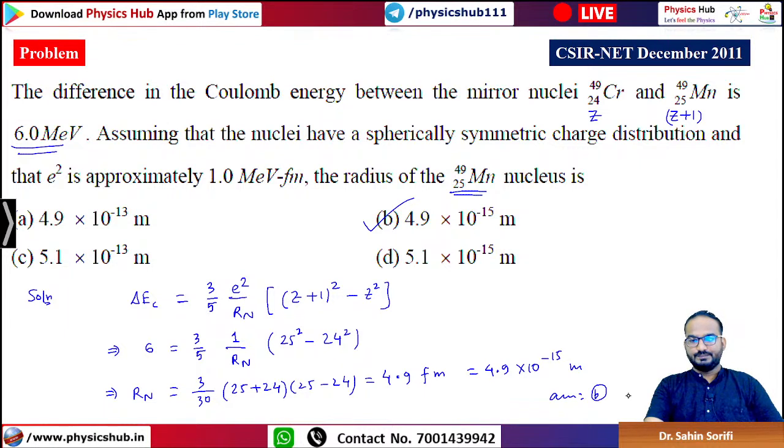In the next slide, we'll be talking about the binding energy of a nucleus. Try to understand this binding energy very well. Binding energy of nucleus. We'll try to understand this with pictures. What is actually the binding energy?